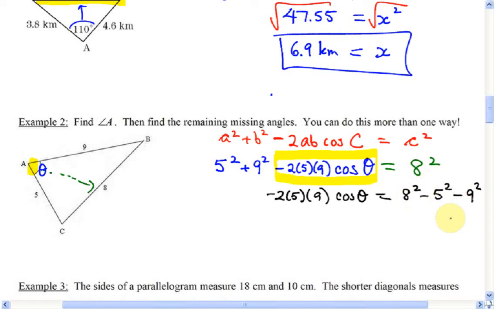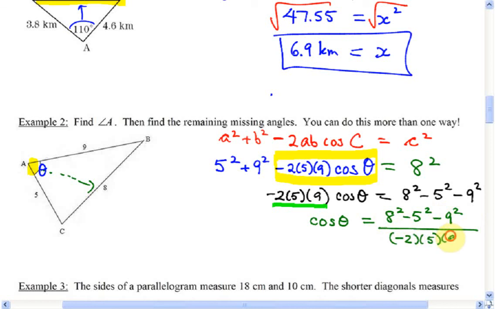Now notice I haven't actually done the squared calculations yet. If you want to, you can, but I'm going to try to show you how you can put all this into the calculator in one go. I wanted to solve for cosine theta, not negative 2, 5, 9 cosine theta. So let's divide now by all this stuff, by the negative 2, the 5, and the 9. You can either multiply it out first, or I'm going to just write it out like this: 8 squared minus 5 squared minus 9 squared divided by negative 2, 5, and 9.